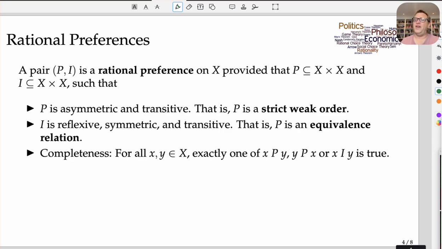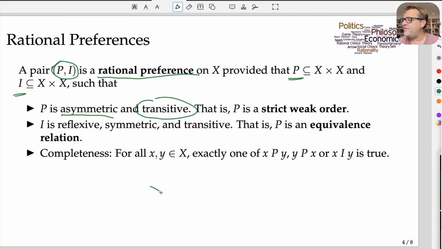But of course, we're not just interested in the minimal constraints. We want stronger constraints. We want preferences that are meant to represent rational preferences. So a pair P and I is a rational preference relation. Notice I'm not including the relation N, and I'll explain why in just a second. So a pair P and I, your strict preference relation and your indifference relation, is called a rational preference on X, provided that P is a relation on X, I is a relation on X, and P satisfies asymmetry and the important property of transitivity.